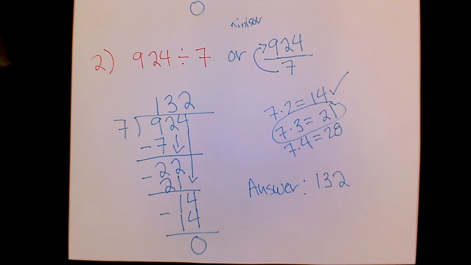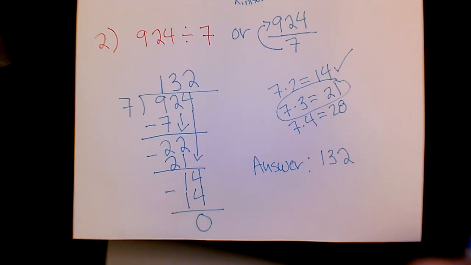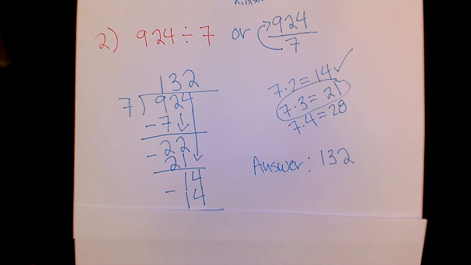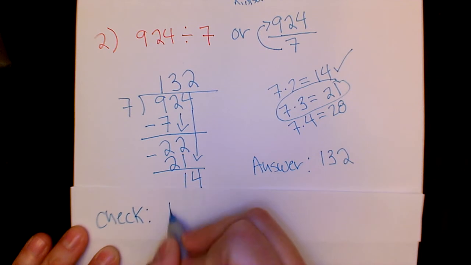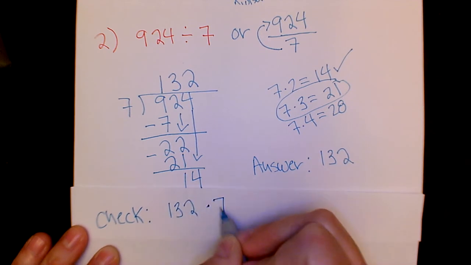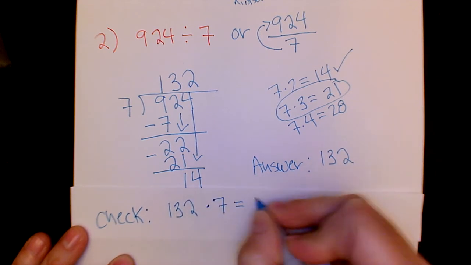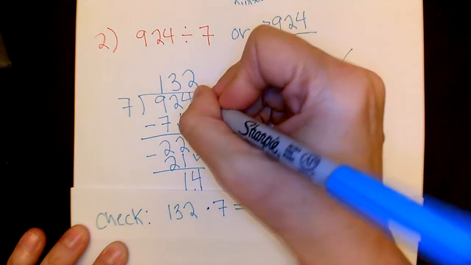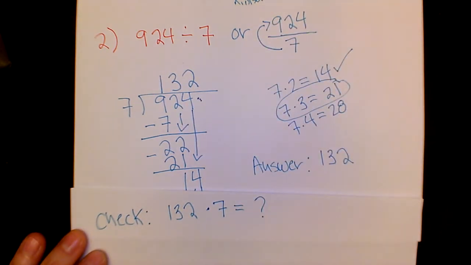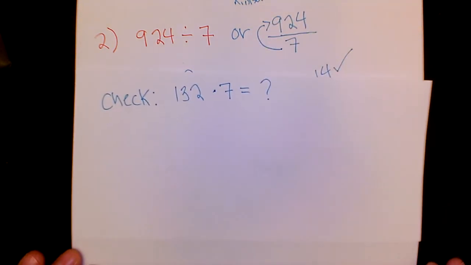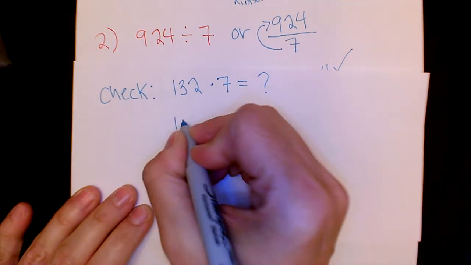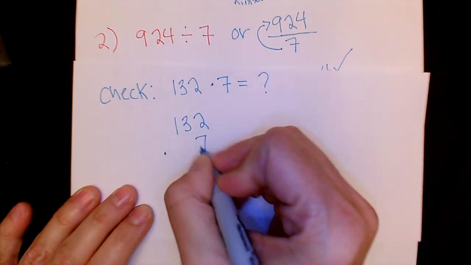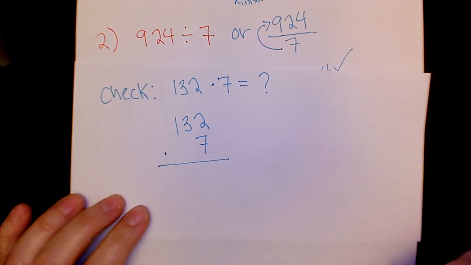Let's do a check. So again, I want to take the 132 times the number on the outside and see if I get back to this number right here, this 924. So let's see if we get back to 924. Let's take 132 times 7.